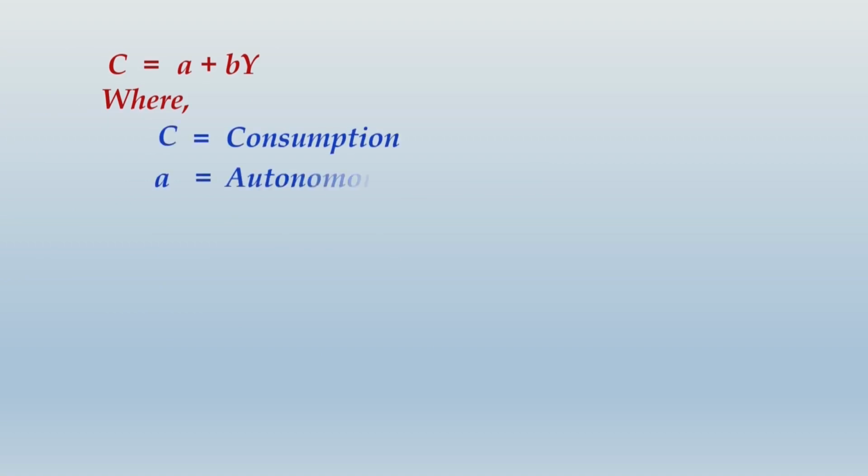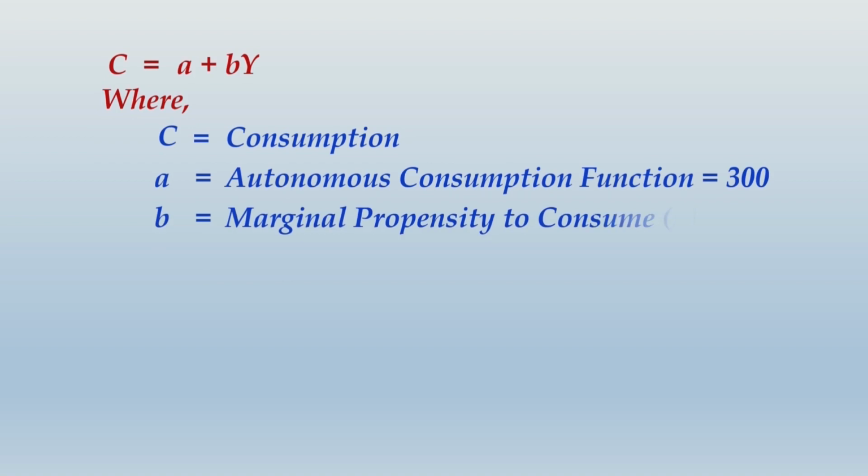Let us move ahead, and now what we do is we write that main equation C equals to A plus BY. Let us define all the variables. C is the consumption, A is the autonomous consumption function or autonomous consumption expenditure, that is 300. B is the marginal propensity to consume, and when we put the values we get these values. 2400 equals to 300 plus 2500 minus B.